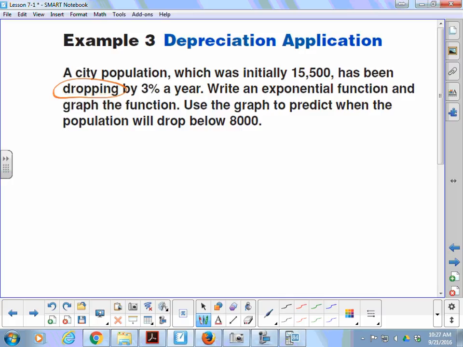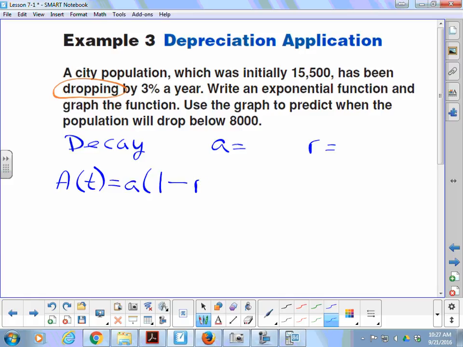All right? So we need to know three things. We need to know A, we need to know what R is. And we need to know, is this growth or decay? Right? So this is going to be decay, so that means that when we use this formula, A of t equals A times 1 minus R to the power of t, because we have decay. So we're subtracting the interest rate.